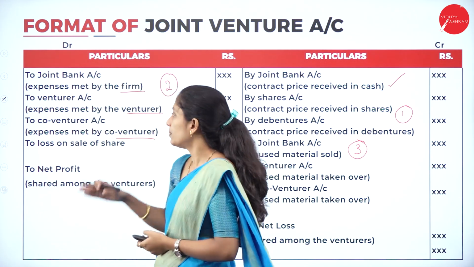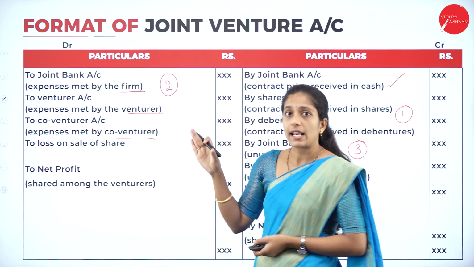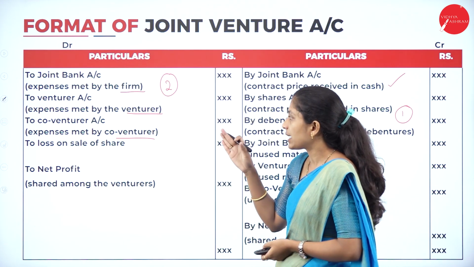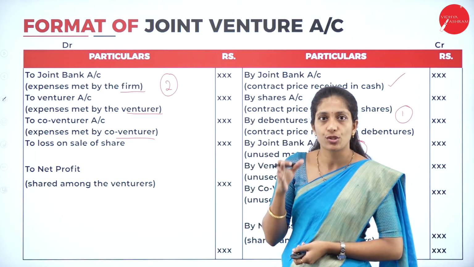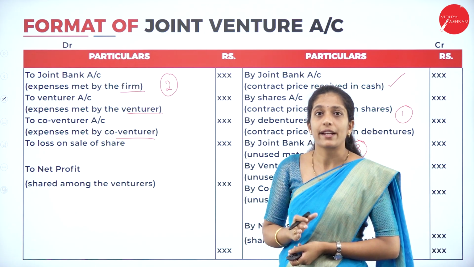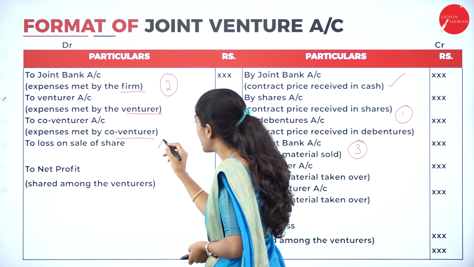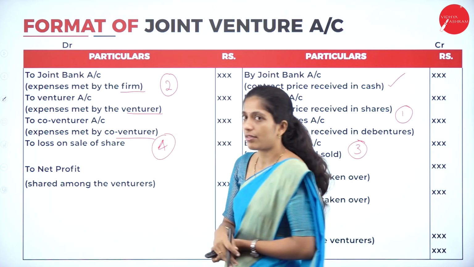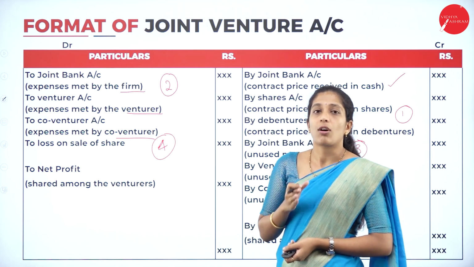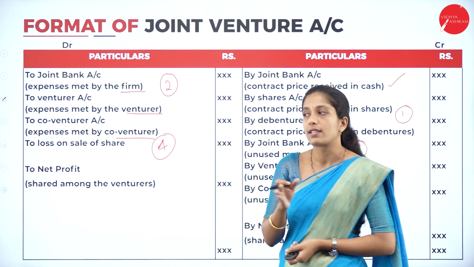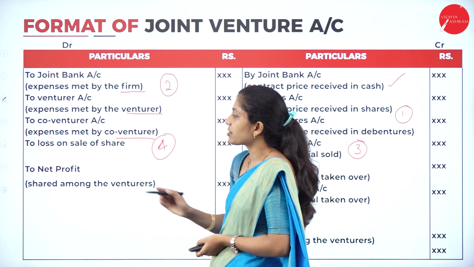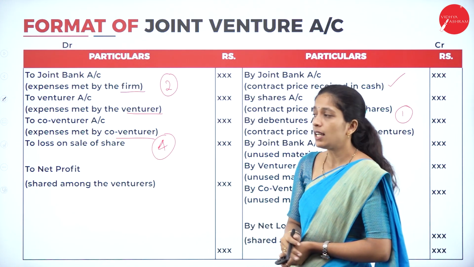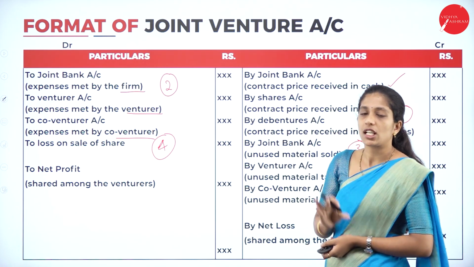Next, what you have to do, if any asset or if any share or if anything is sold. If it is sold at loss, for that we have to record the entry, that is the fourth entry. So, if the share is sold at loss, then we have to record it as loss on sale of share. Clear? So, these are the entries that come under joint venture.